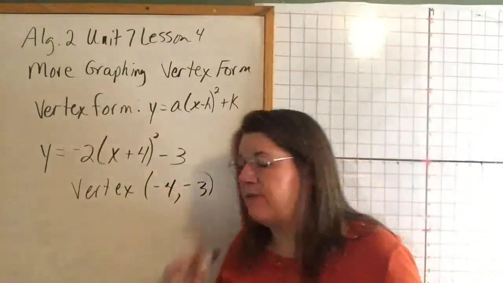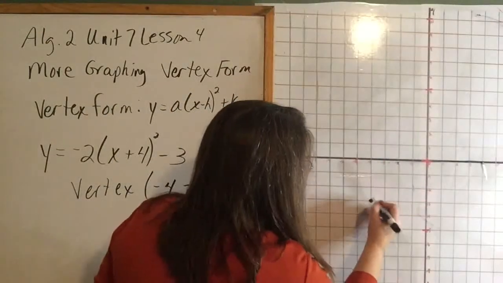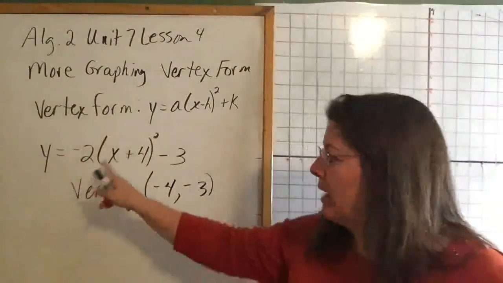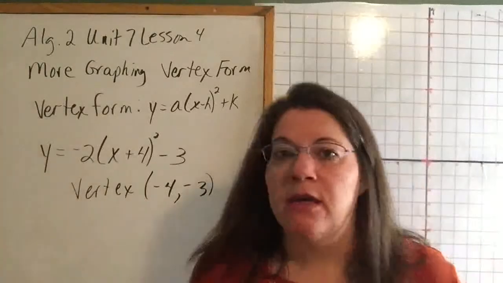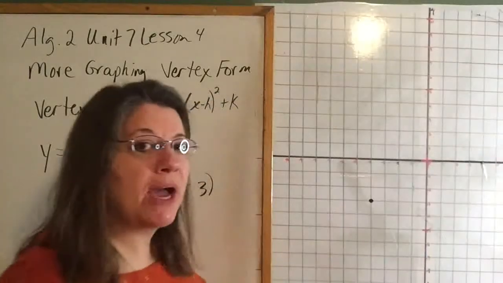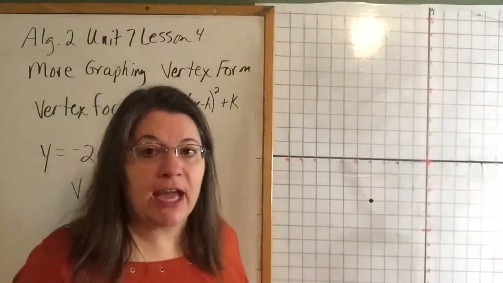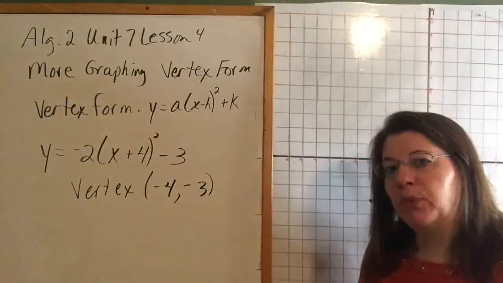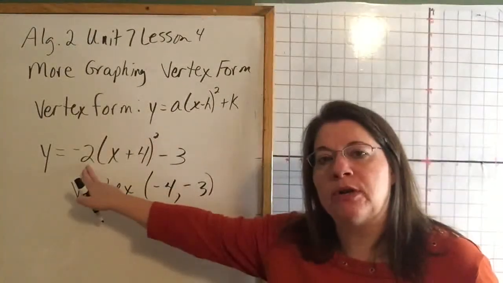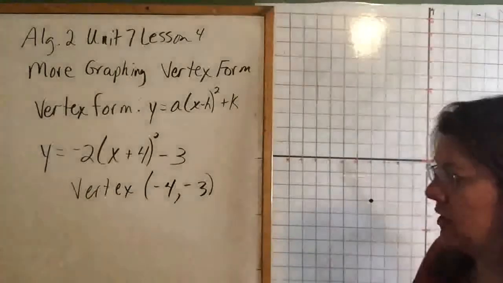So what that means is, if I just go over here and graph this, -4, -3 is my vertex. And we know that this function is going down. So I know right off the bat when I graph that vertex that it's going to go down. So both of my roots are going to be imaginary numbers because it never actually crosses the x-axis. Another important thing to understand with that -2 is that the graph is going to be a little bit more narrow than your normal y equals x squared parent function graph.